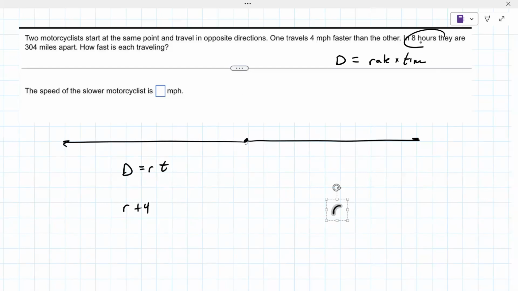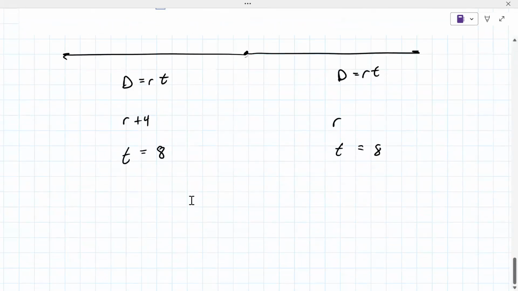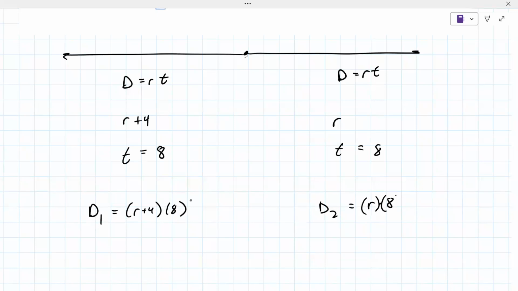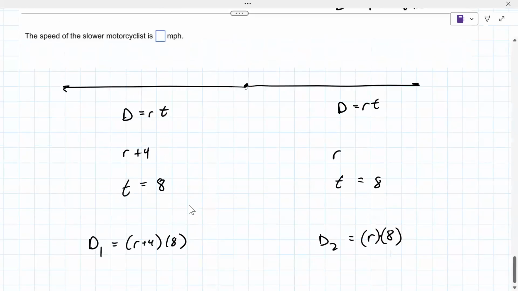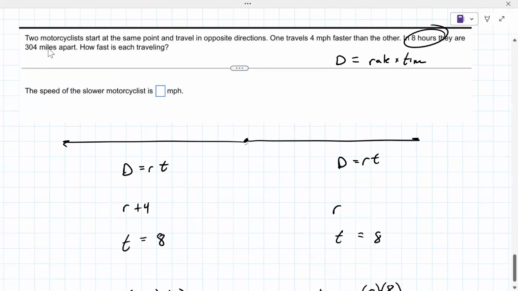In 8 hours. So how long is the person on the left riding? 8 hours. How about the one on the right? 8 hours. Very good. So the one on the left, we're going to call D1. D1 is R plus 4 times 8. The one on the right, D2, is R times 8. Do they have to be equal? Not yet. Yes, the two distances are.